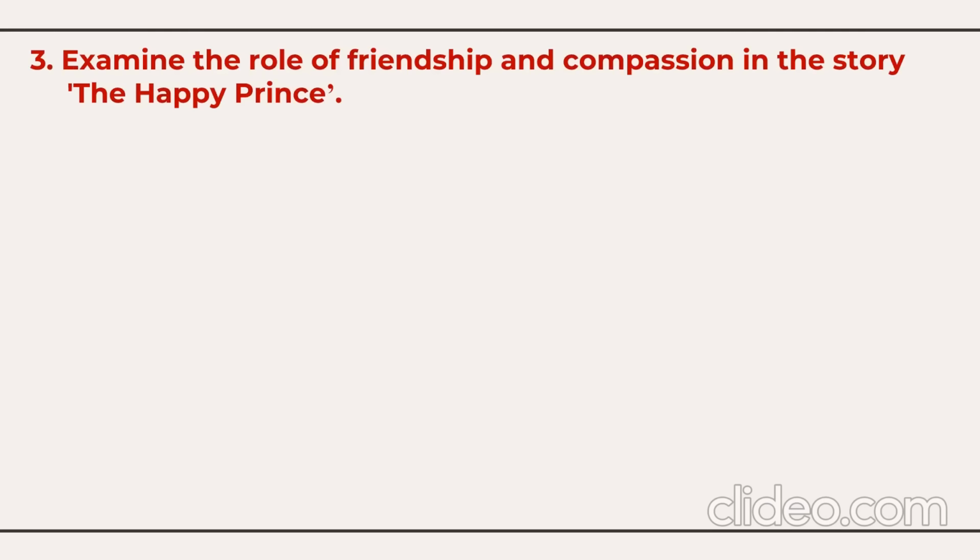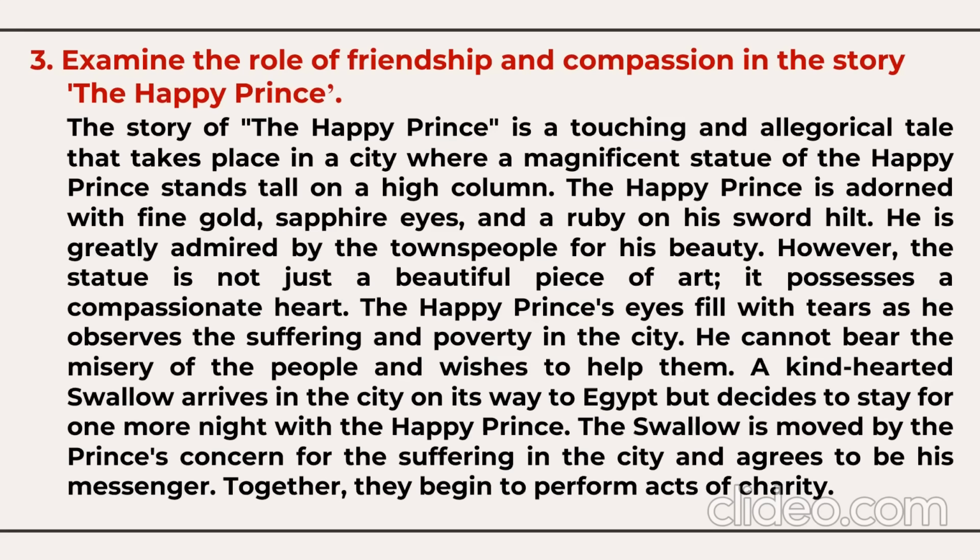Third question, the last question for 10 marks in this question paper. Examine the role of friendship and compassion in the story, The Happy Prince. The story of the Happy Prince is a touching and allegorical tale that takes place in a city where a magnificent statue of the Happy Prince stands tall on a high column. The Happy Prince is adorned with fine gold, sapphire eyes, and a ruby on his sword hilt. He's greatly admired by the townspeople for his beauty.